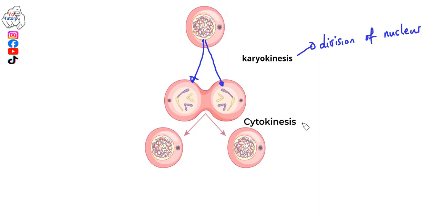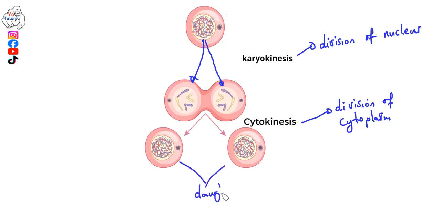Then after that, we have cytokinesis, which separates the cells. This is the division of the cytoplasm. When the cytoplasm splits, it means that we now have two daughter cells, and we refer to these as daughter cells. So in cell division, cells are dividing, and here we are saying this is the mother cell.